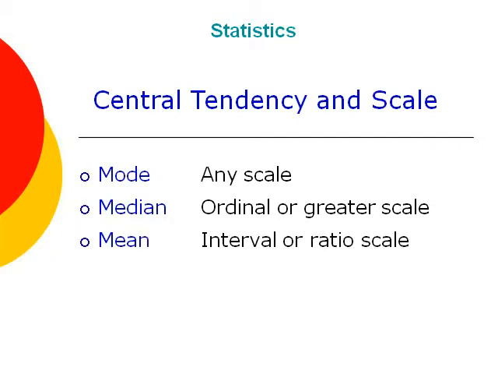Finally, the mean can be computed for variables using interval or ratio scales of measure. One of the reasons we will assume that some seemingly ordinal scales are interval in nature is to permit us to use the mean, which will also permit us to use more sophisticated statistical procedures.